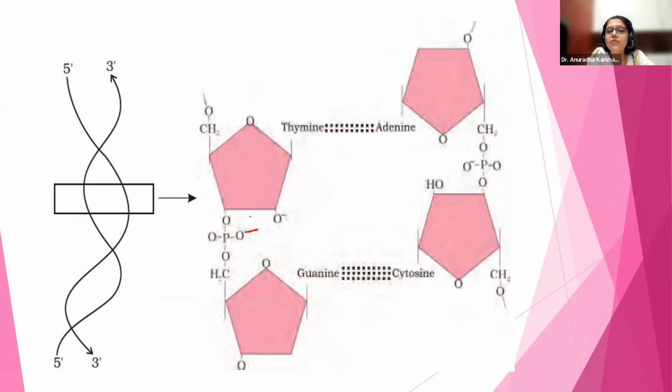There is going to be a hydrogen bond between thymine and adenine. I am coming to it. There are 2 hydrogen bonds between thymine and adenine and 3 hydrogen bonds between guanine and cytosine. I am coming to it. What is this minus or negative sign over here? Can anyone tell me? Chemistry.